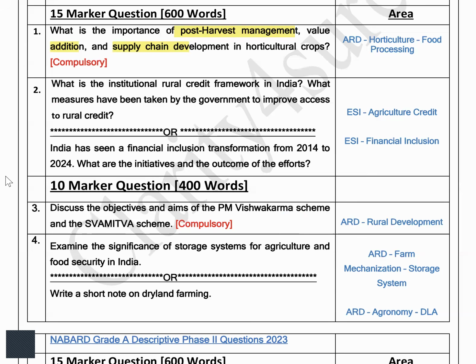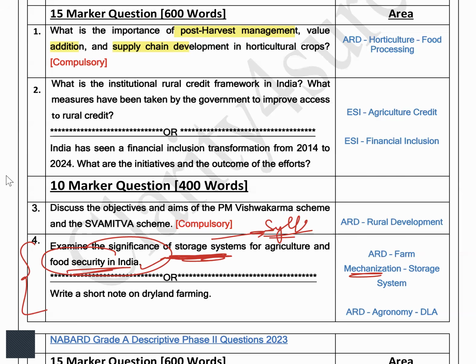The next question: these two questions, you have to answer any one. Examine the storage system. Again, a direct question. They have given it directly in the syllabus. In farm mechanization, if you go into the syllabus, you will see that they have given storage system for agriculture and food security. Again, they have asked this on a previous year also.